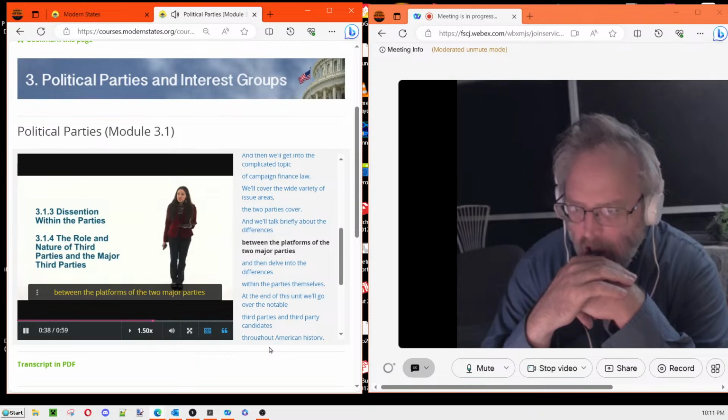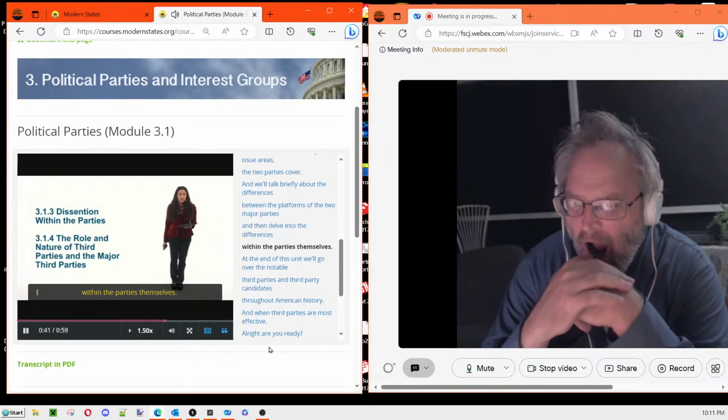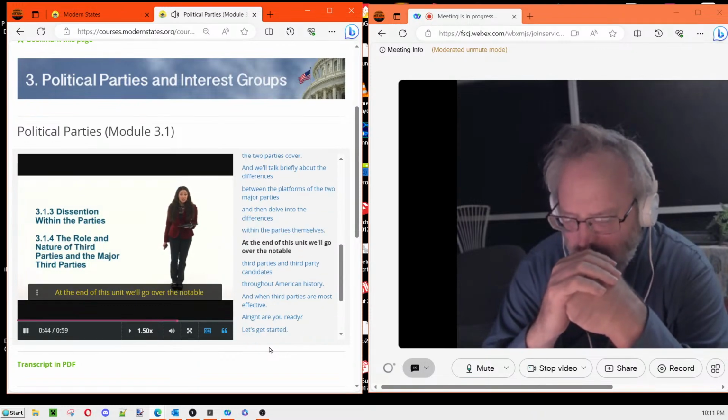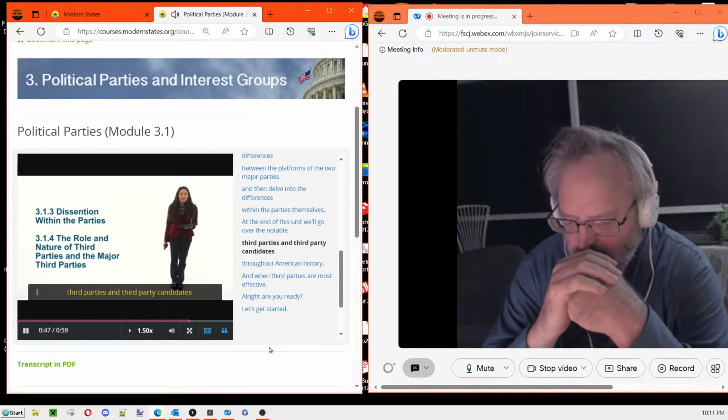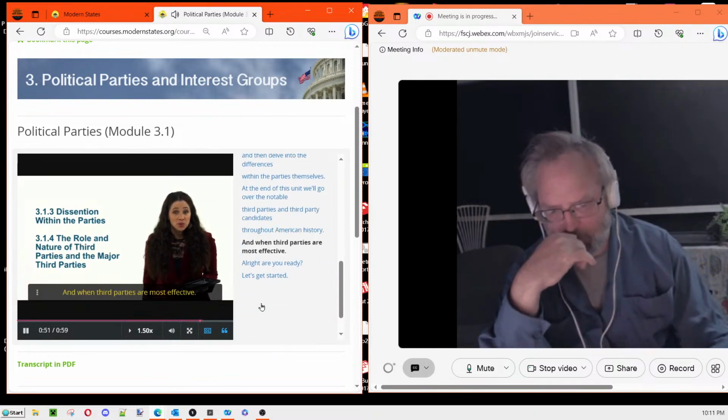We'll cover the wide variety of issue areas the two parties cover, and we'll talk briefly about the differences between the platforms of the two major parties, and then delve into the differences within the parties themselves. At the end of this unit, we'll go over the notable third parties and third party candidates throughout American history, and when third parties are most effective.